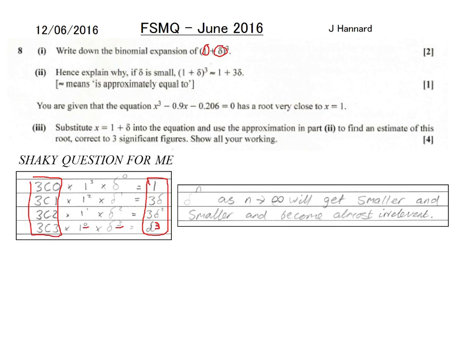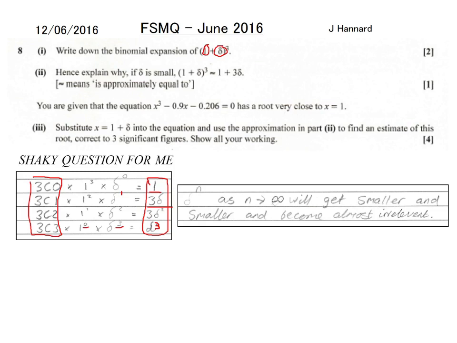And as the power tends to infinity, it almost becomes irrelevant and you can just forget about it. So we just write the power 1 term and the power 0 term, which is 1 plus 3 delta. That's what I was trying to explain. It's pretty difficult to explain it, but that's what's going on there.